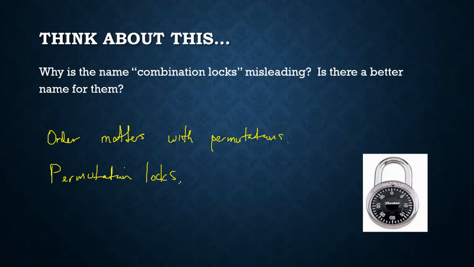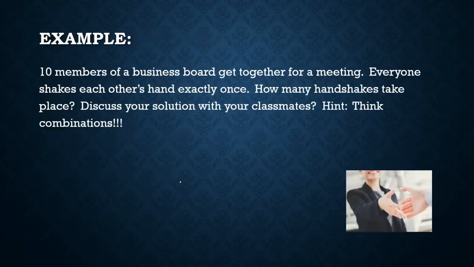I personally still call them combination locks, and I think that's just so ingrained in our language. But it is an interesting idea that technically they are permutation locks, because order matters. All right, let's do some more examples, just kind of broaden our horizons, the types of problems we can do.